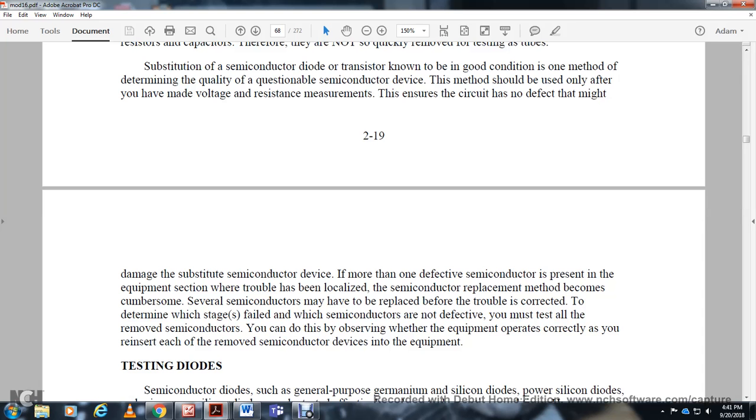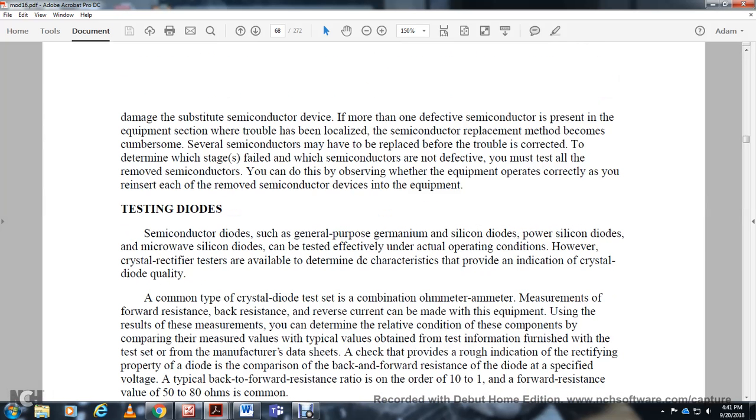The equivalent section of the trouble to be localized with the semiconductor replaced with the method. To become cumbersome with the semiconductors may have the replace with the trouble, to correctly determine the change they have with the semiconductor or not defective. You must test all removed semiconductors. You can do this with the observer, the equipment that operates correctly, as you reinsert the removed semiconductor device into the equipment.